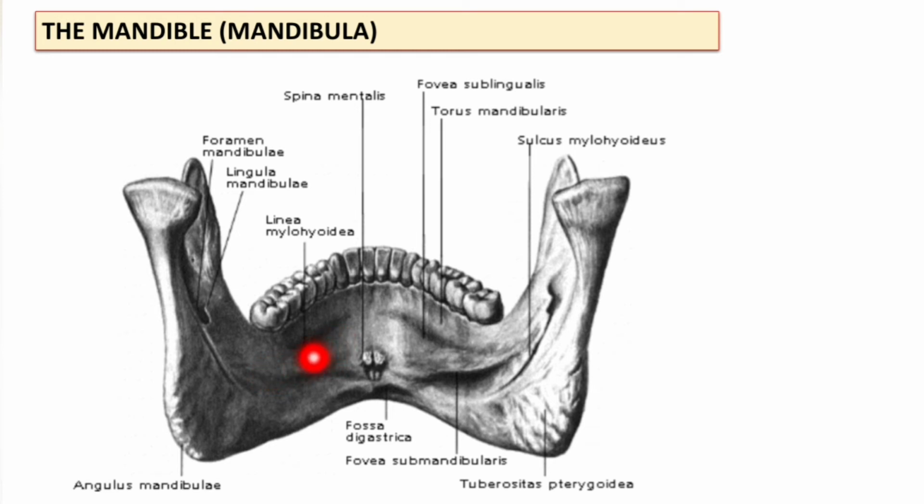Mylohyoid, right? For the mylohyoid muscle. And then there is a fovea submandibularis. Fovea submandibularis is here, and this is where the submandibular salivary gland lodges in, right? Okay, and what else? Fovea sublingualis for the sublingual salivary gland is here, right?